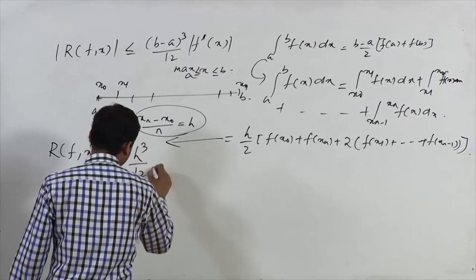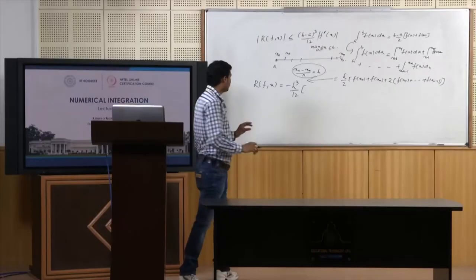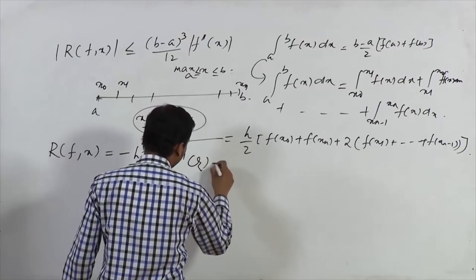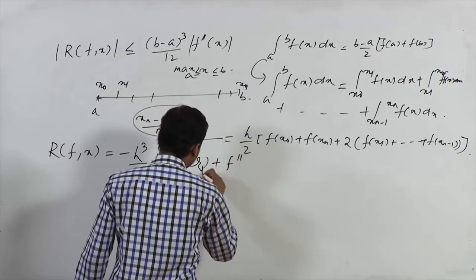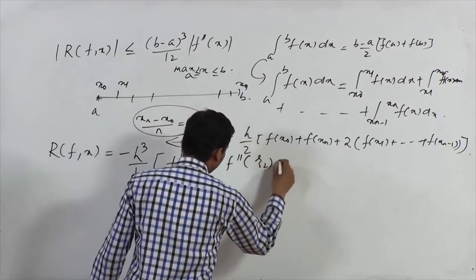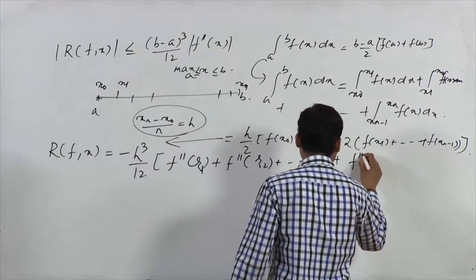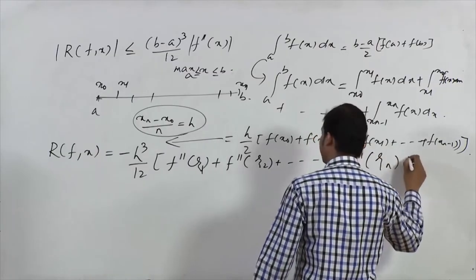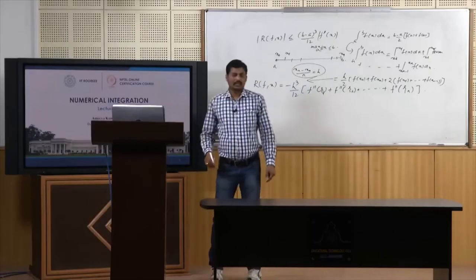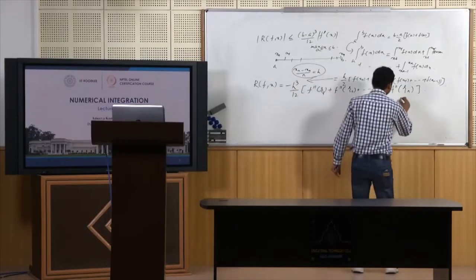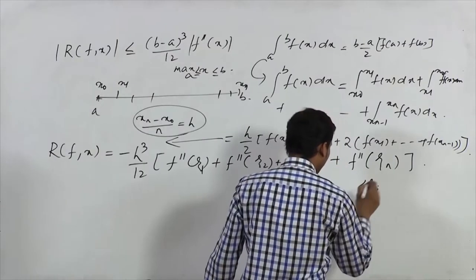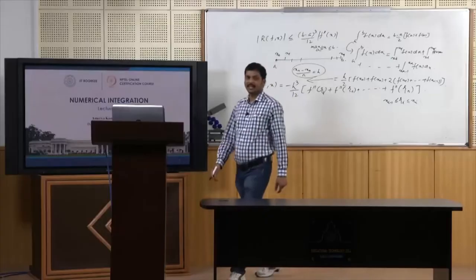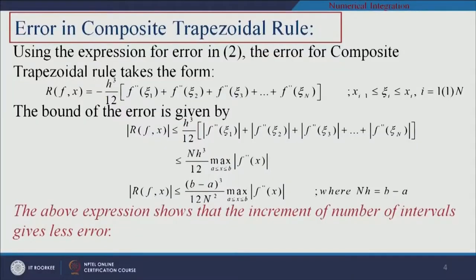and each of these error terms: the first is f double dash of zeta 1, the second is f double dash of zeta 2, up to the last section, which we can write as f double dash of zeta n, where zeta i lies between x i minus 1 and x i, with i equals 1 up to n.